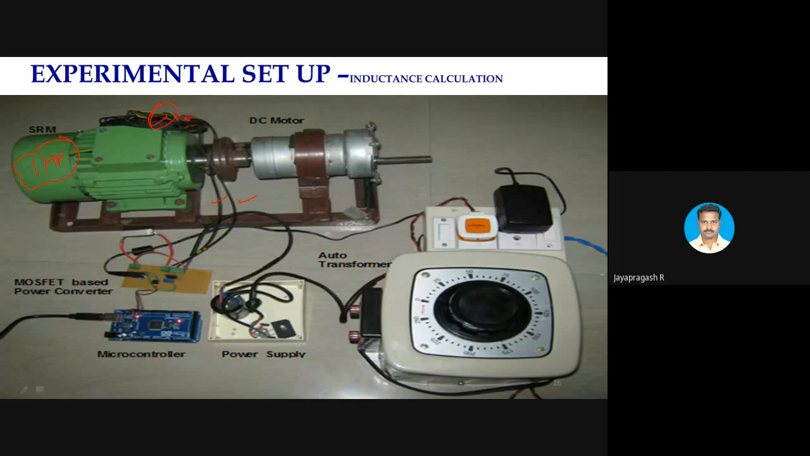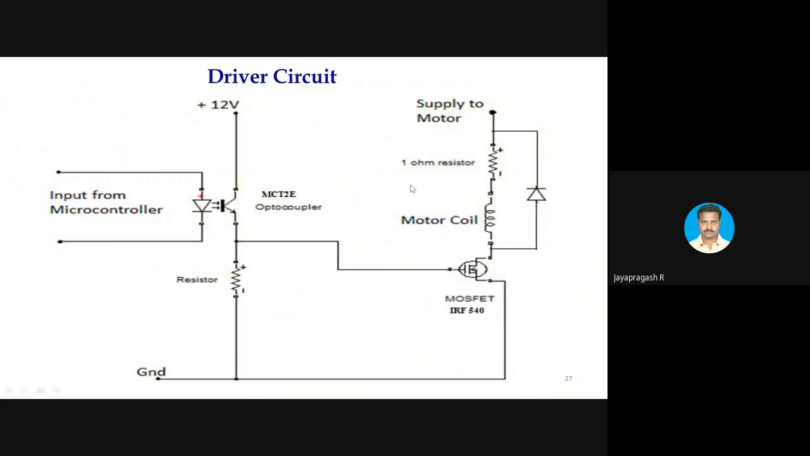This is the DC supply, which produces DC voltage, and it is switched by this MOSFET based driver. Let me tell you how to calculate this inductance in practice. This is the circuit we used, the equivalent circuit of the experimental setup. This is the phase winding, with its inductance and its resistance lumped out. This is the IR 540 MOSFET, and it has to be turned on.